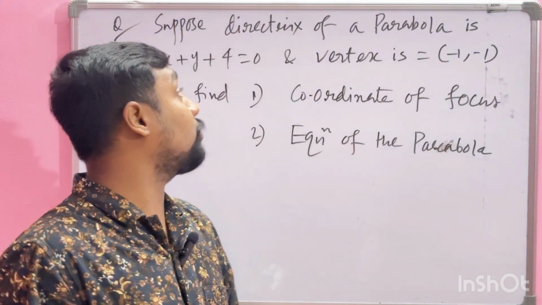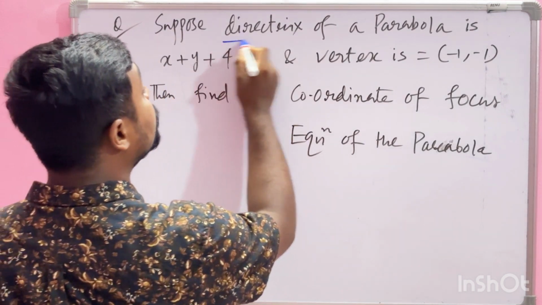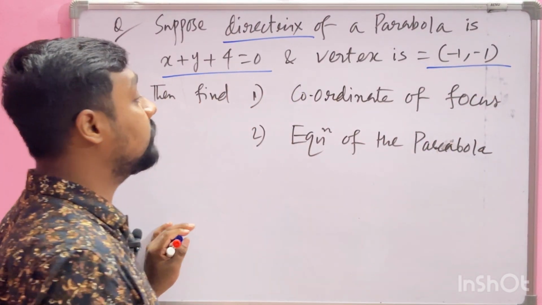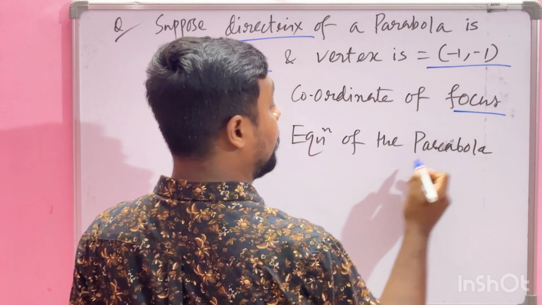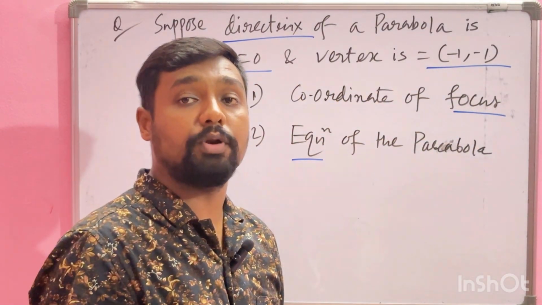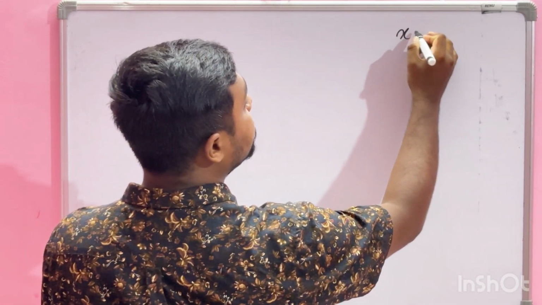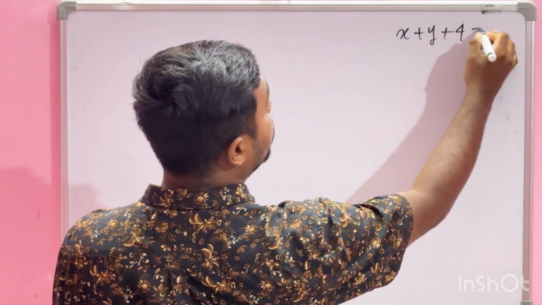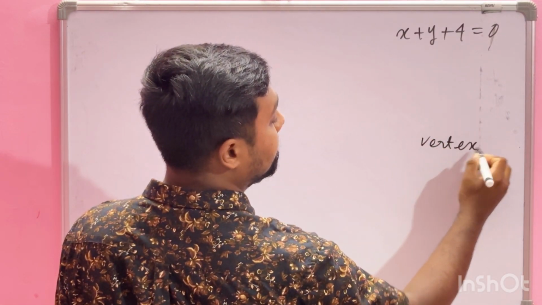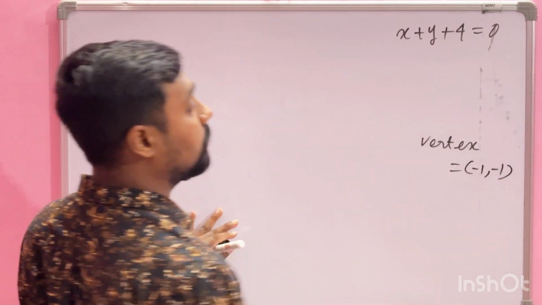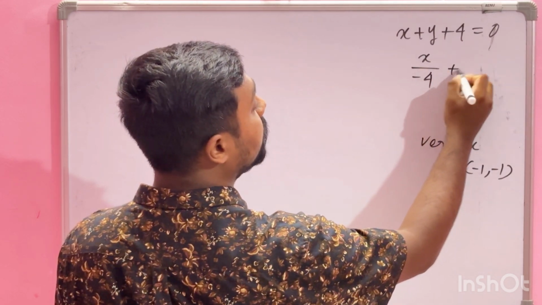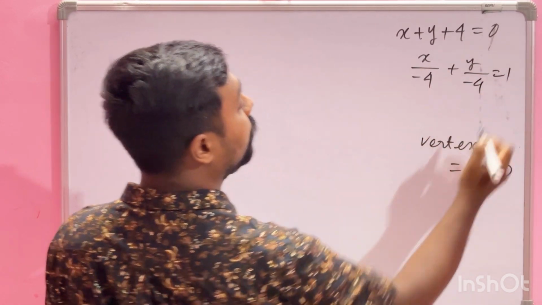Now let's discuss another problem. Suppose the directrix of a parabola is given as this and the vertex is also given. Then you have to find the focus of the parabola and the equation of the parabola. See, the directrix and vertex of this parabola are given. The directrix is given as x plus y plus 4 equal to 0, and the vertex is given as (minus 1, 1). Now let's write the directrix in intercept form: x by minus 4 plus y by minus 4 equal to 1.